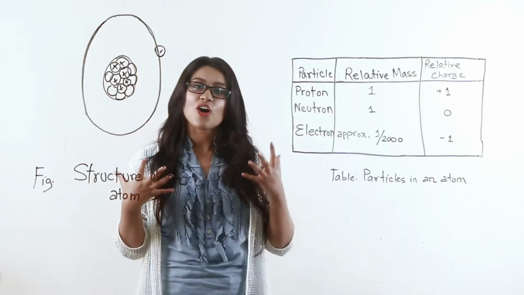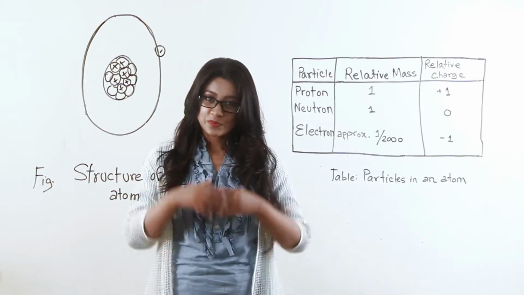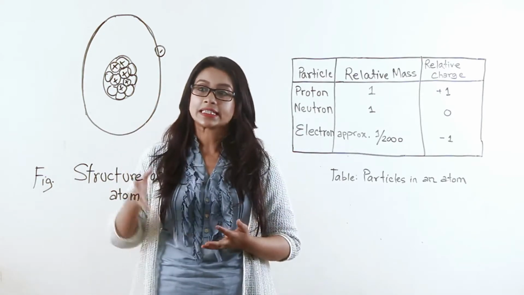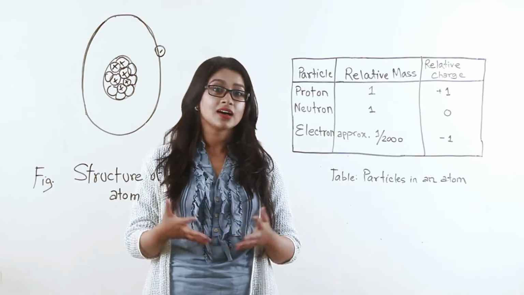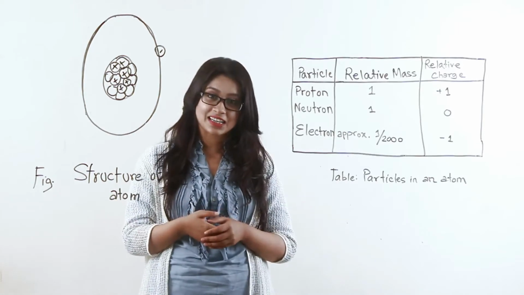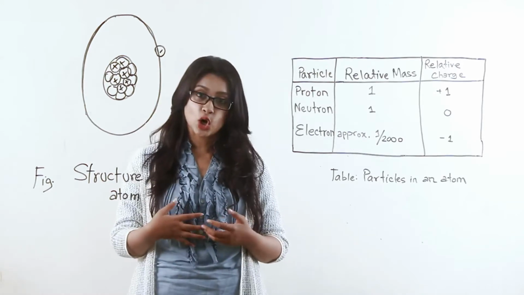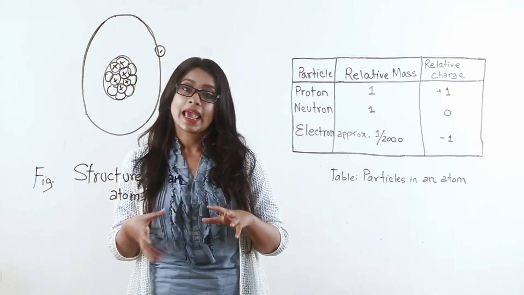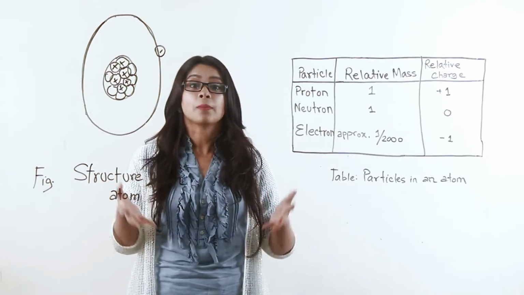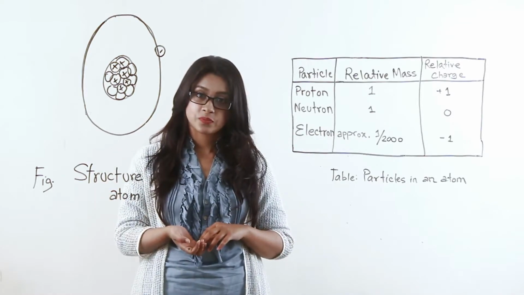See, almost all the mass of an atom is situated inside the nucleus, because as we can see from this table, the electron has almost no mass at all. So the proton and the neutron make up the total mass of an atom.